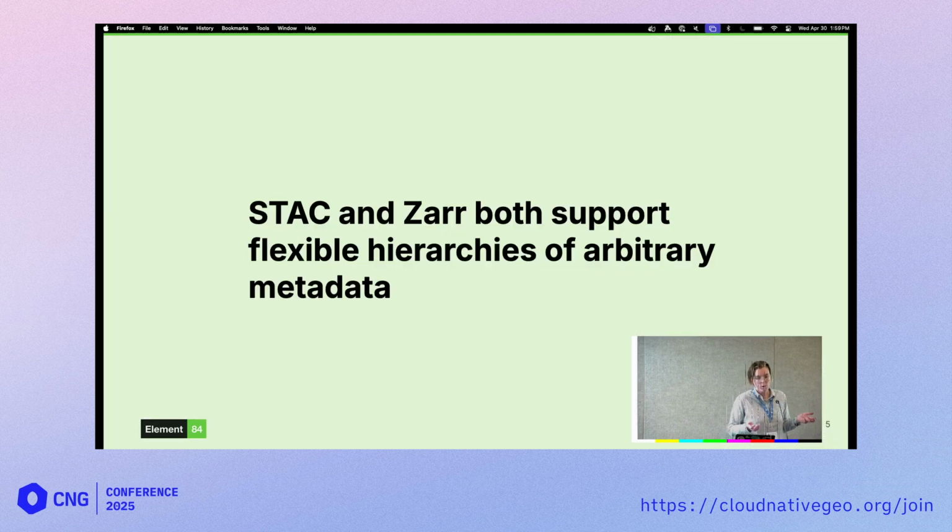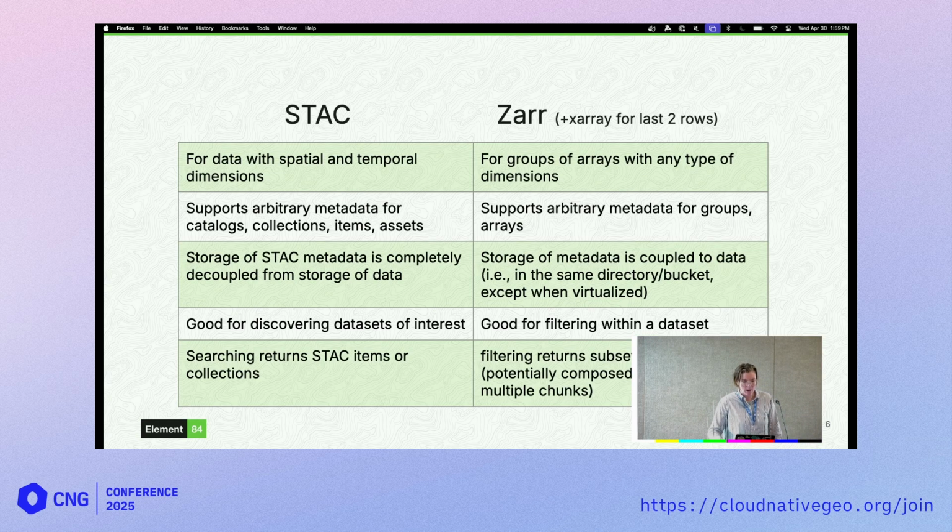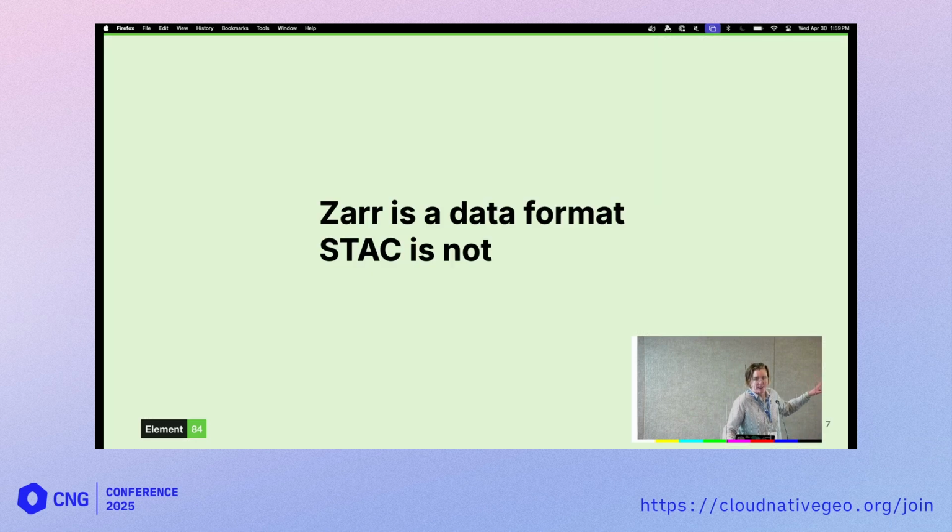But they both support flexible hierarchies of arbitrary metadata. Because Zarr is a self-describing format, there's often a lot of metadata associated with particular groups or particular arrays, and it's all in that file. And STAC also wants to hold that metadata. So there's this contention of who gets the metadata, who needs it, and that's where it's a little bit problematic. Here's a bunch of differences between STAC and Zarr. I'm not going to go through them all. But the main thing is Zarr is a data format and STAC is not.